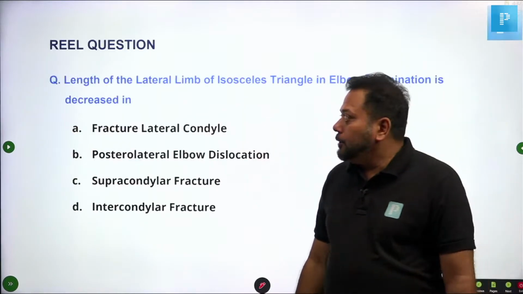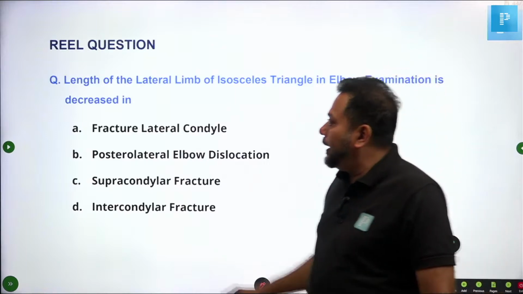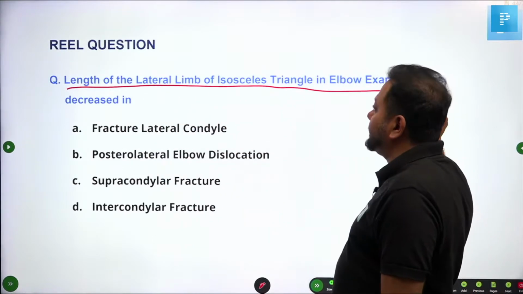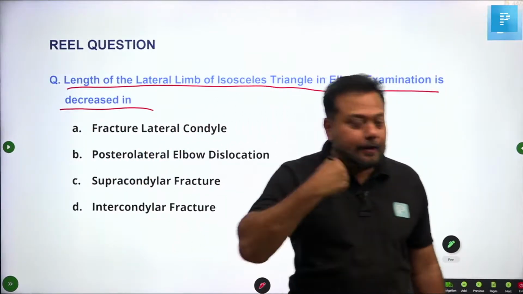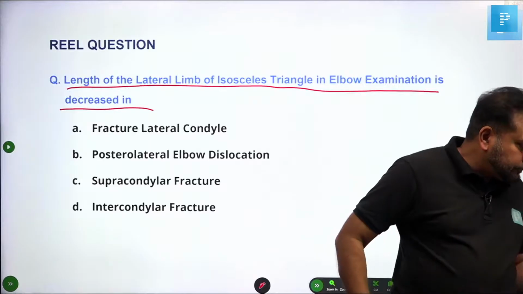Bellam. Good. Now we go to the next question, real question. Length of the lateral limb of isosceles triangle in elbow examination is decreased in. This is, I framed this question. Very good. Please answer.